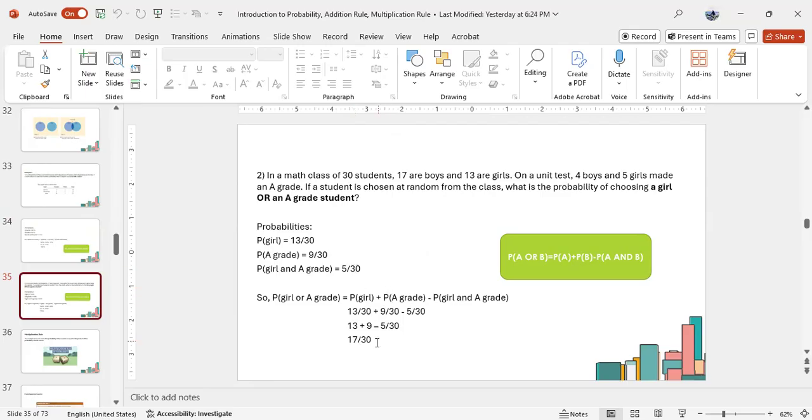After doing this simple maths and applying this formula, we get the result of 17 by 30. I'll do this maths for you. This is 13 by 30 plus 9 by 30 minus 5 by 30, because 30 in the denominator is common. We'll simply add 13 and 9 and subtract 5. We get the simple answer of 17. So 17 by 30 would be the answer.